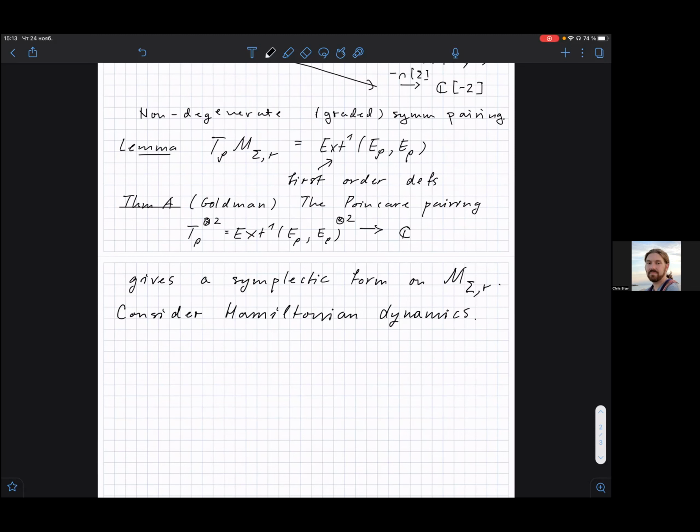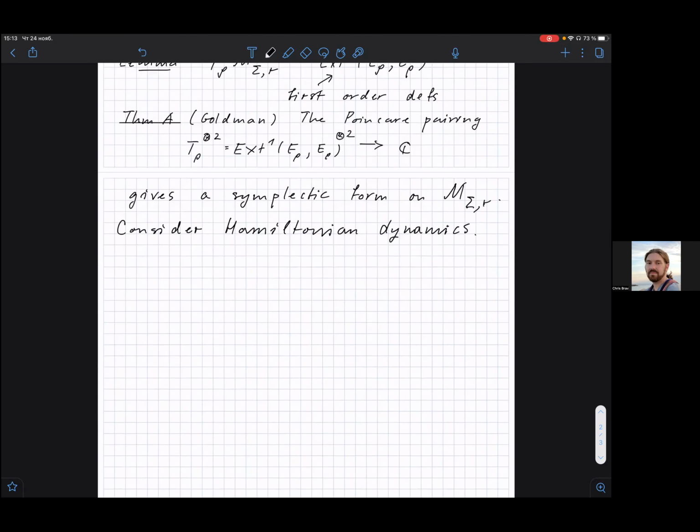We need to give some Hamiltonians, some functions, and compute their Poisson brackets. So the symplectic form determines the Poisson bracket. And it turns out that there are a bunch of natural functions on this moduli space that come from the topology of the surface. So here are some Hamiltonians. These are Hamiltonians from loops on the surface. So let's suppose I have a loop, just a continuous map from the circle into my surface. I don't care about the base point. I can let it move around.